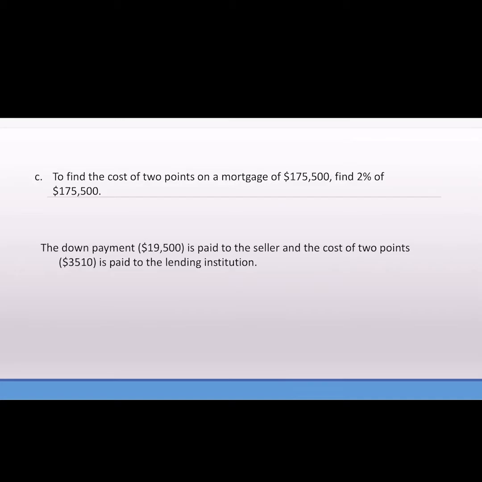Now let's look at the next one. They're asking us to find the cost of 2 points of the mortgage. Remember, you always pay the percentage of the mortgage amount. Even though the house price is 195,000, and the down payment was 19,500, you only take a mortgage for 175,500 because you paid a down payment. So you have to find 2% of this. So let's do that.